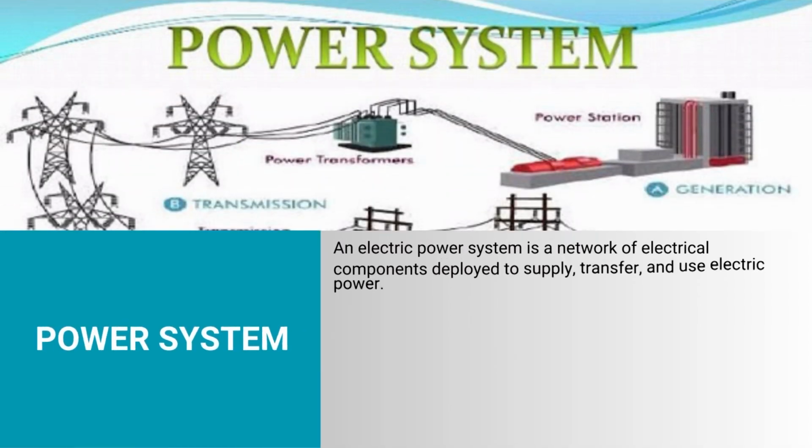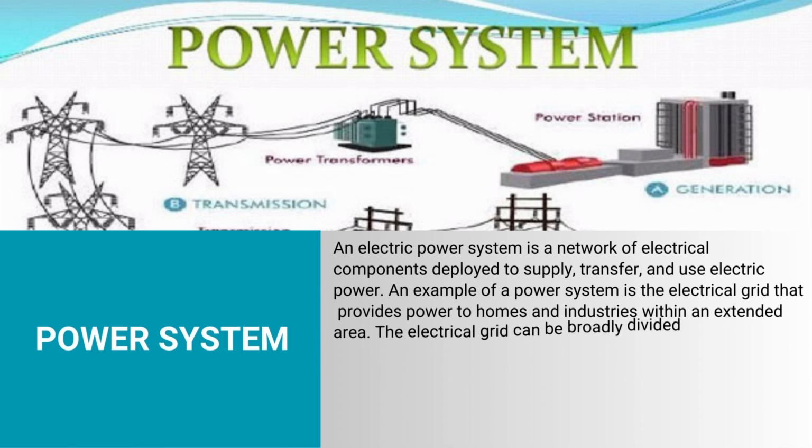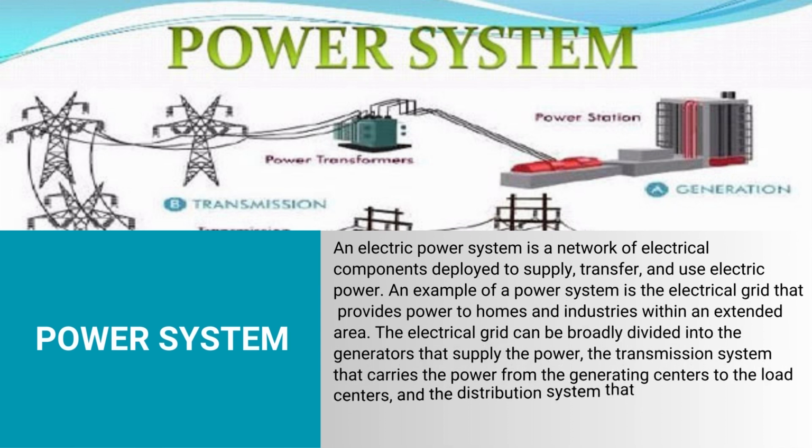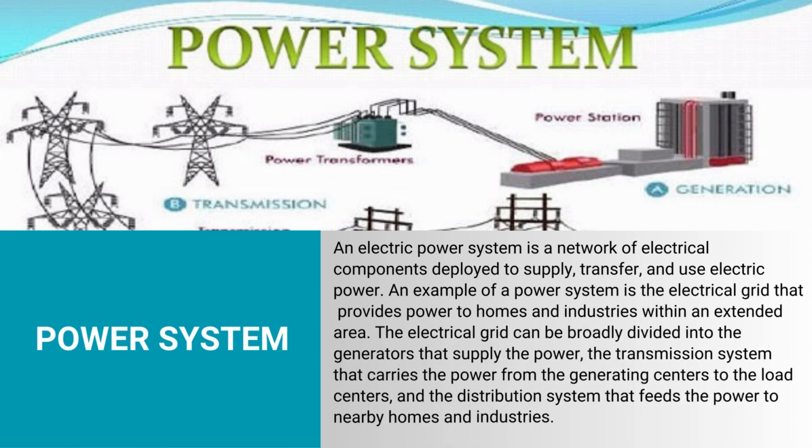Now let us discuss the power system. An electric power system is a network of electrical components deployed to supply, transfer and use electric power. An example of a power system is the electrical grid that provides power to homes and industries within an extended area.